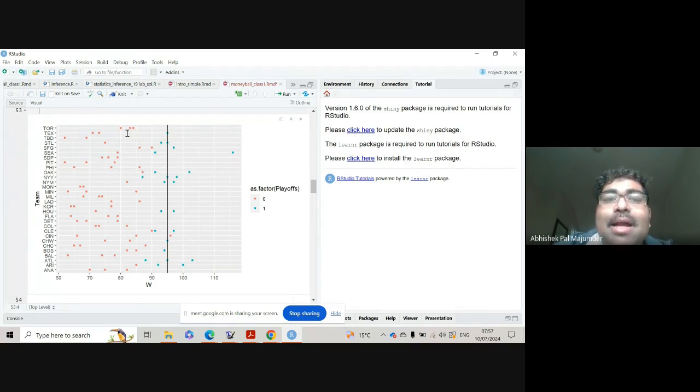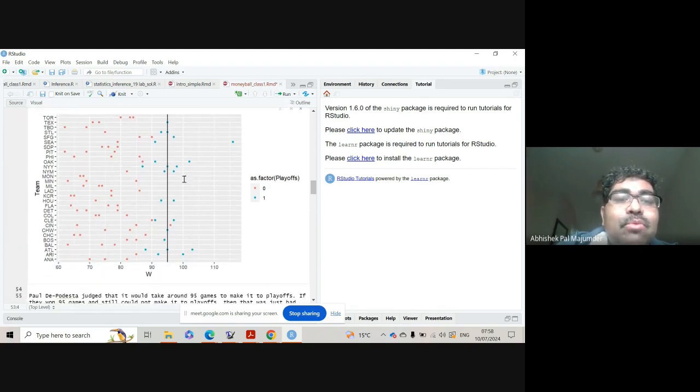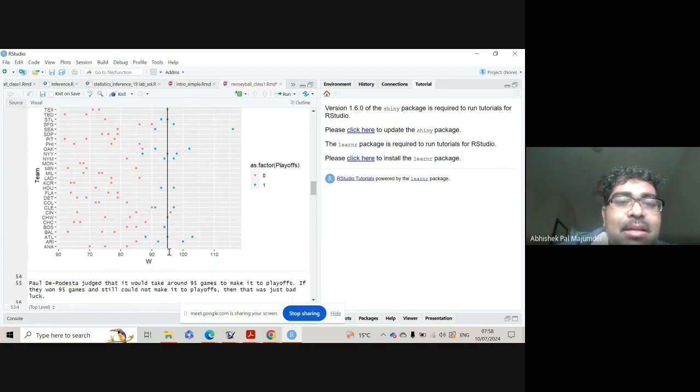And why three data points? Because 1999, 2000 and 2001, because we are dealing with the data before 2002. So we have only three years of data, and that is how many matches they won. Each dot is the total number of matches they won. Also, if it is blue, that means they made it to the playoff. If it is red, then they did not make it to the playoff. That is the distinction.